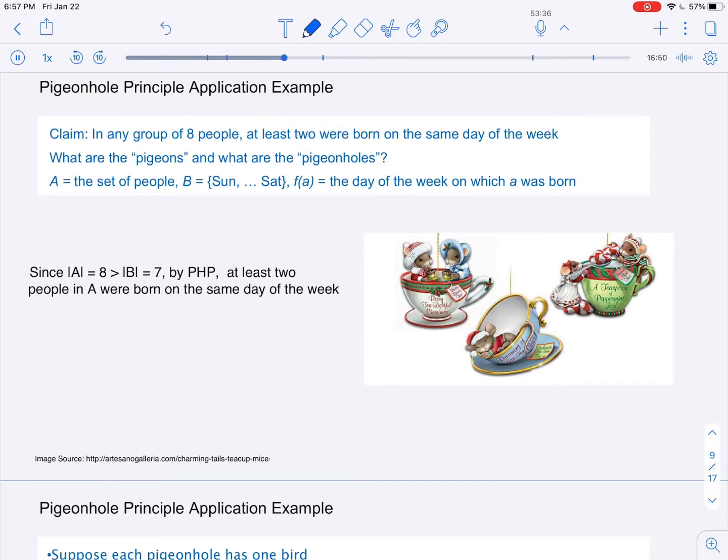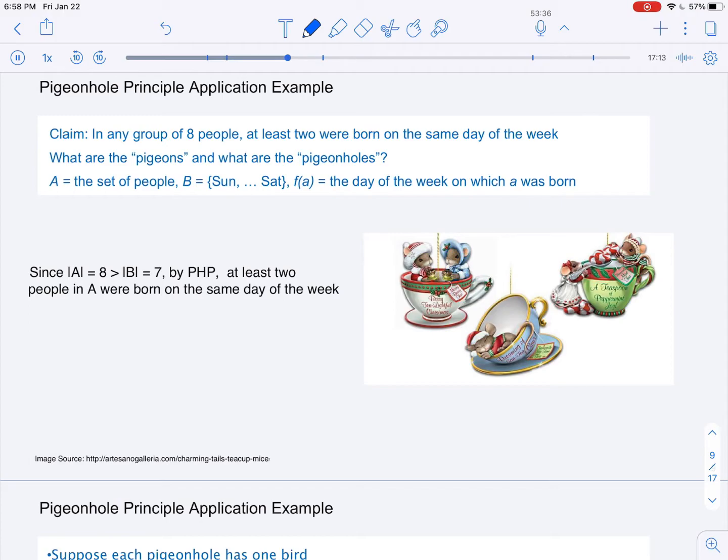and we know that there are 7 days in the week. So because the cardinality of A, being 8, is greater than the number of days in the week, which is 7, the cardinality of B, we can apply the pigeonhole principle, and from that we know that at least 2 people in our group of 8 people were born on the same day of the week.